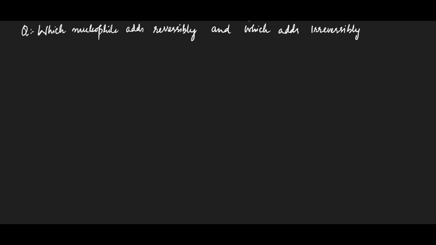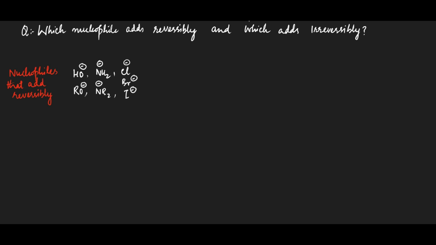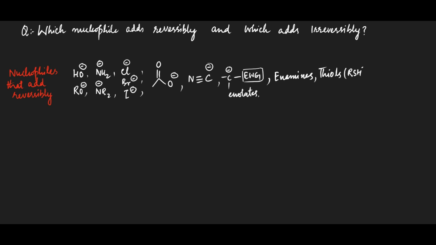Now the question is, which nucleophiles add reversibly and which add irreversibly? Nucleophiles that add reversibly are hydroxide, alkoxide, amide, halides, carboxylate, cyanide, carbanion attached with electron withdrawing groups called enolates, enamines, thiols, thiolates, organocuprates also called Gilman reagent.